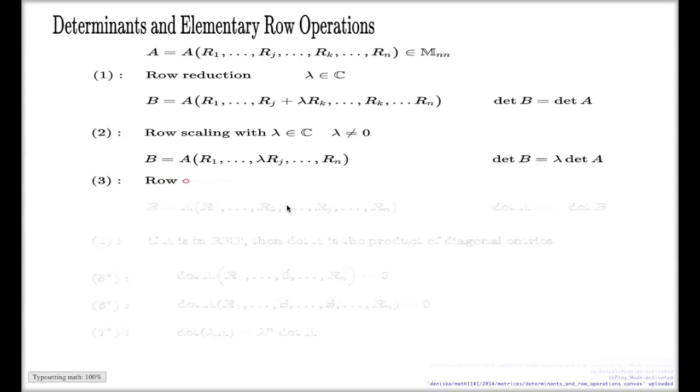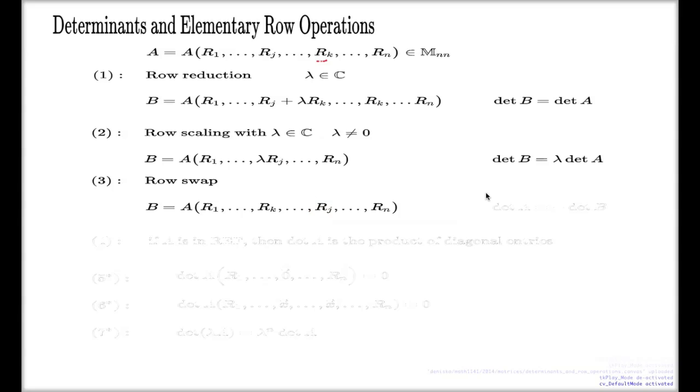Row swap. If I would like to encode my row swap in my notation, I will write the matrix B like so. You see, my kth row went into the position of the jth row, and the jth row went into the position of the kth row.